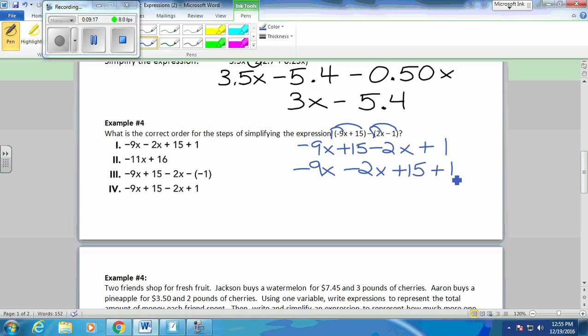If you would like to rewrite the negative 9x minus 2x as an addition problem, you are more than welcome to do so. I know that negative 9 minus 2 will give me negative 11x. And then positive 15 plus 1 gives me positive 16.